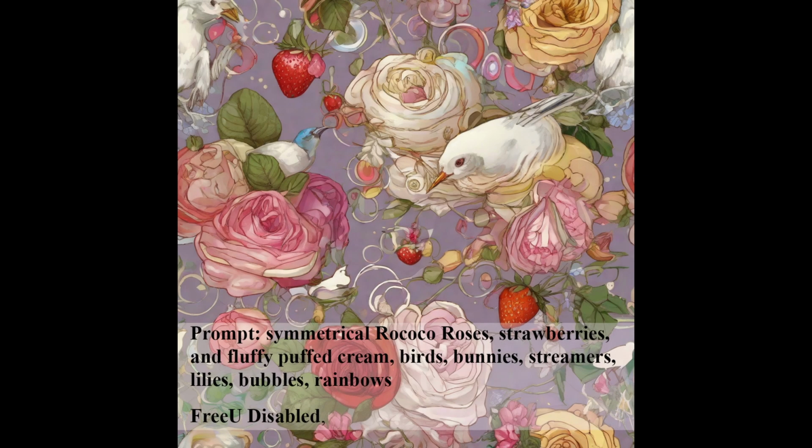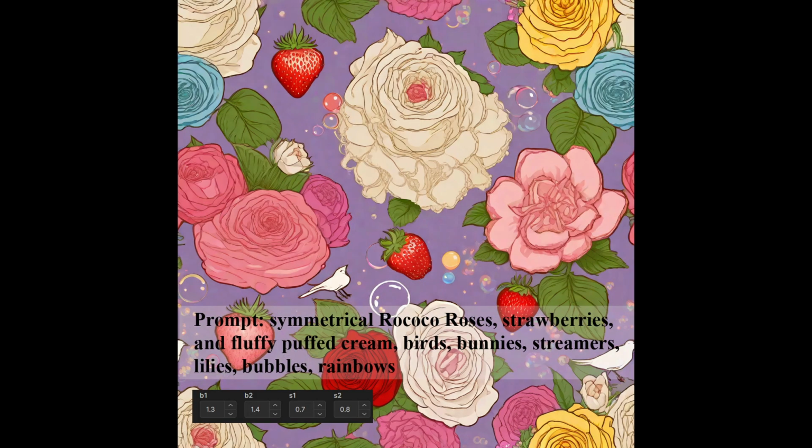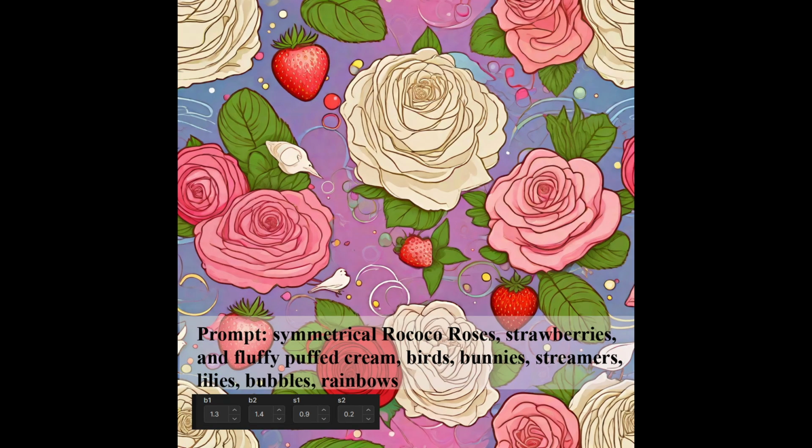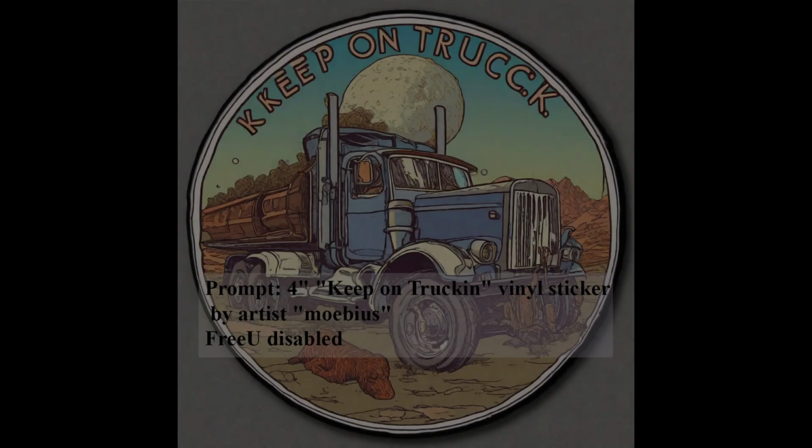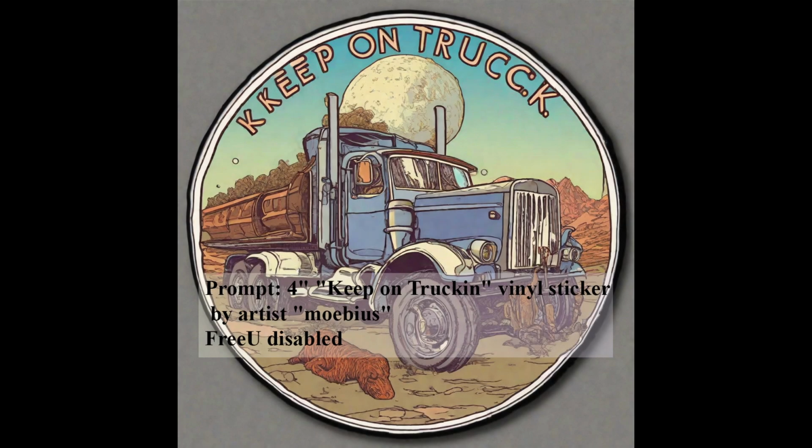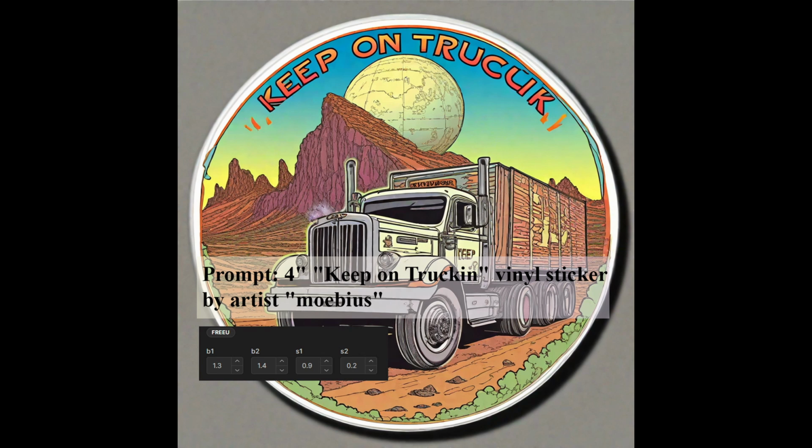Here are a few more image sets. The first is with FreeU disabled. The second is with the default settings for FreeU enabled. And the third is with the FreeU settings tweaked for best result. As you can tell, for some images, the default settings actually give the best result. And for some, the default settings are way too much and have to be adjusted.